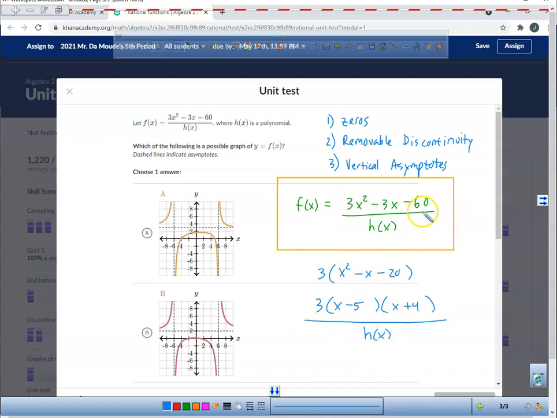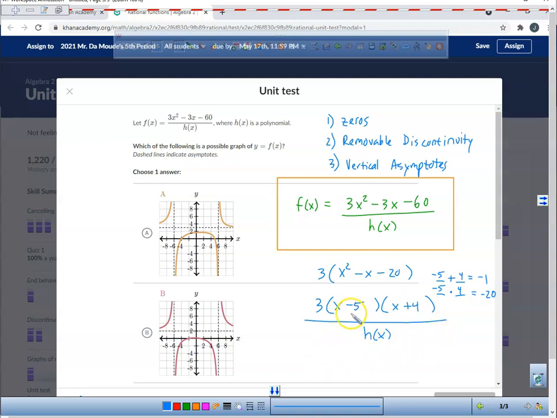So I'm going to go ahead and go over how I factored it. 3 goes into all these numbers, so that's why I factored out a 3. And then if you're wondering how in the world I factored this to this, I was looking for 2 numbers that added together to equal -1, and those same 2 numbers multiply together to equal -20. And those 2 numbers are -5 and 4. That's how I got x minus 5 and x plus 4.